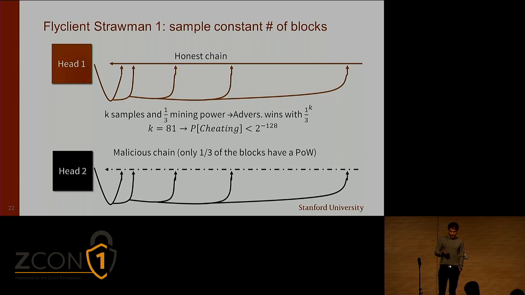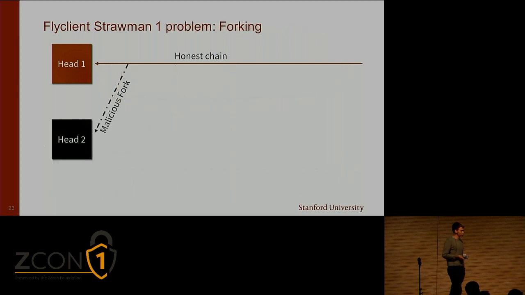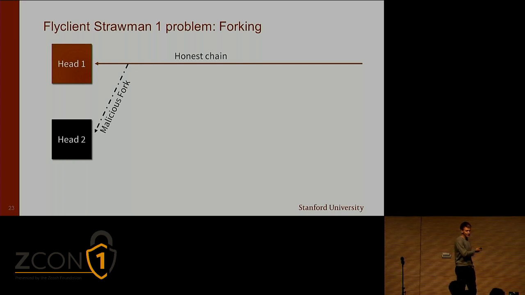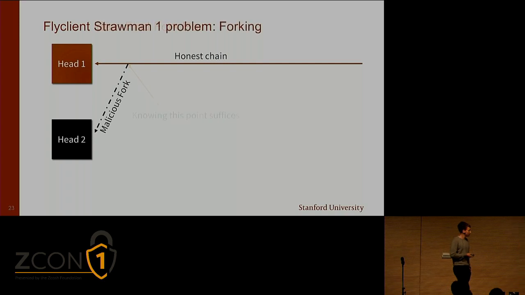So what is the problem with this strawman? Why is this only a strawman? Well, the problem is that the malicious chain doesn't have to start mining at Genesis, right? The malicious chain could fork really late only, do a short fork, and then most of the queries would fall into the range created by the honest chain.